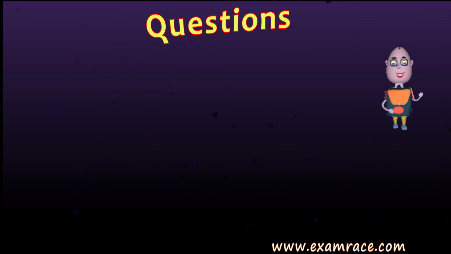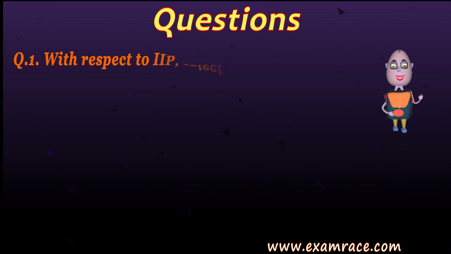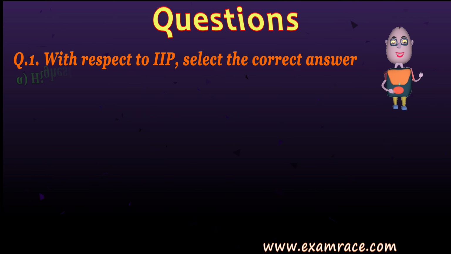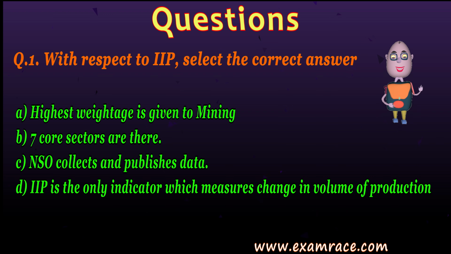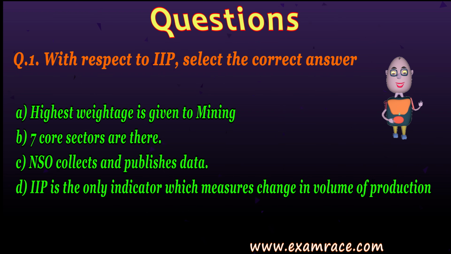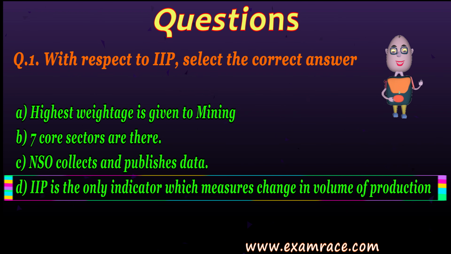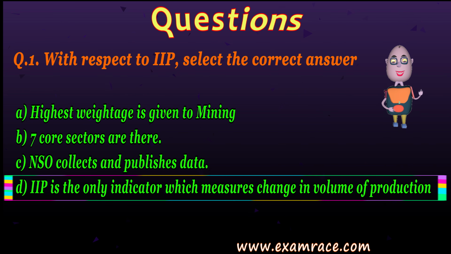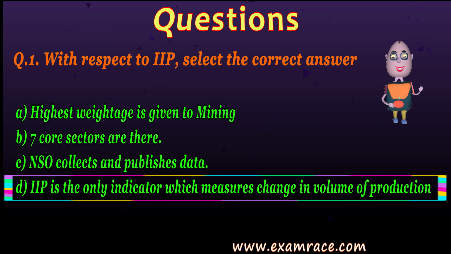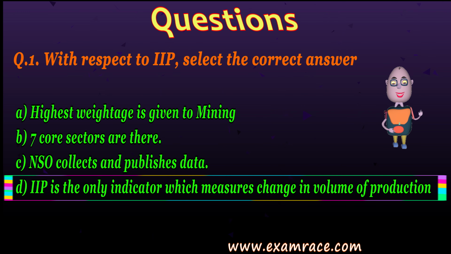Now let us look at a few practice questions. Question first is, with respect to IIP or Index of Industrial Production, select the correct answer. Here the correct answer will be option 4, which is IIP is the only indicator which measures change in volume of production in India. Yes, in India, IIP is the only indicator.